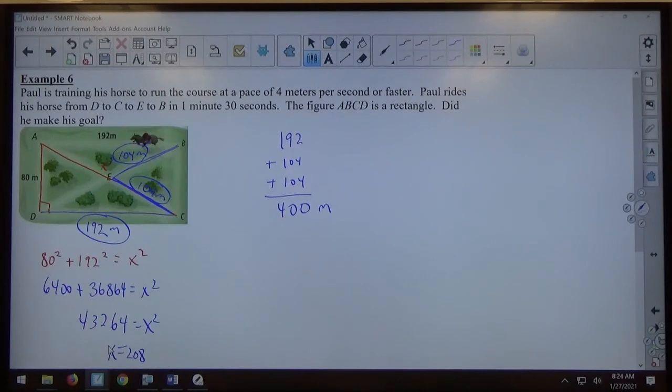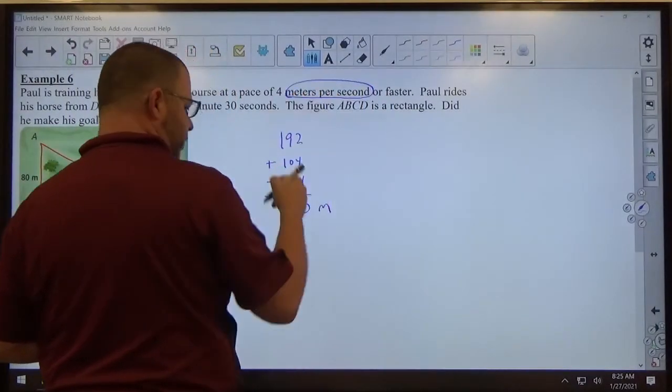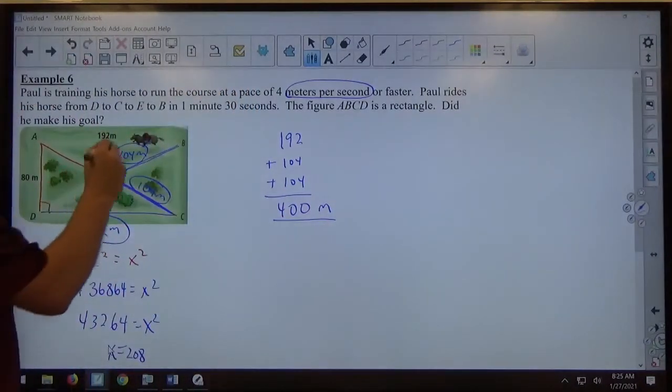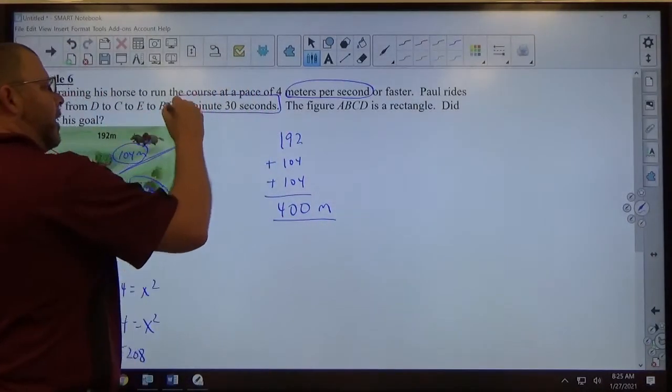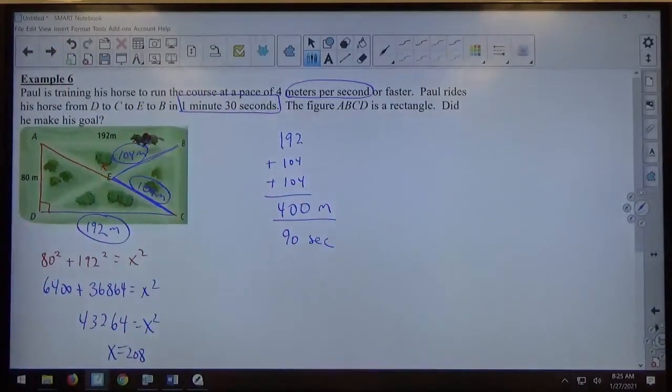Now the speed that they want is 4 meters per second or faster. All right, so his current speed is how far he went divided by how long it took him, right? So the fact this says meters per second implies that I want this to be meters per second also. Well, 400 meters is how far he traveled. How many seconds is 1 minute and 30 seconds? 90. 90 seconds. Okay, it's very important that we have the proper units when we're doing this, but that's in general how to get an average rate.